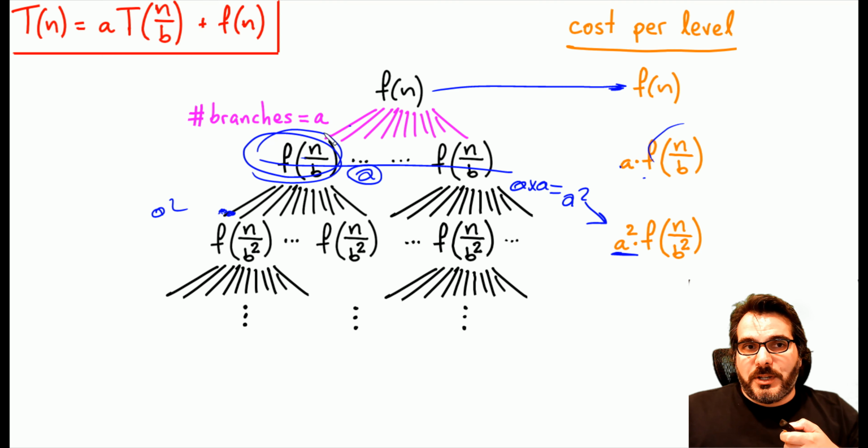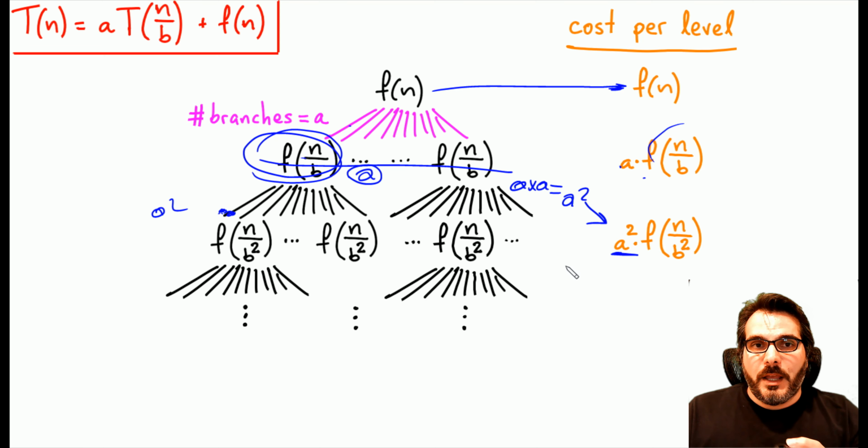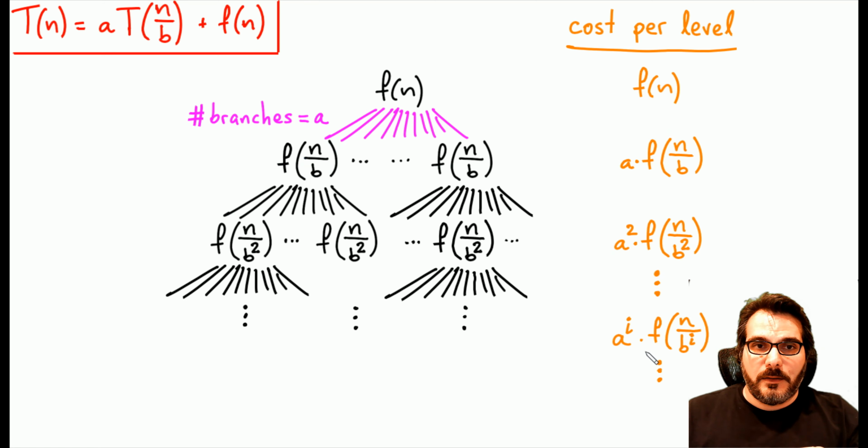Here we had no branch and we end up with a branches. For each branch, we have a branches, so we have a branches, two a branches, three a branches, a times a branches. That's why we will have a squared, and it will be exponential for other levels as well. So this is a to the power of 0, this is a to the power of 1, a to the power of 2, and so on. It goes as a to the power of i times f(n over b to the power of i).